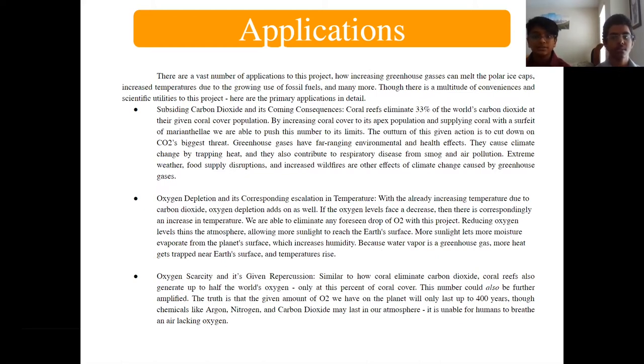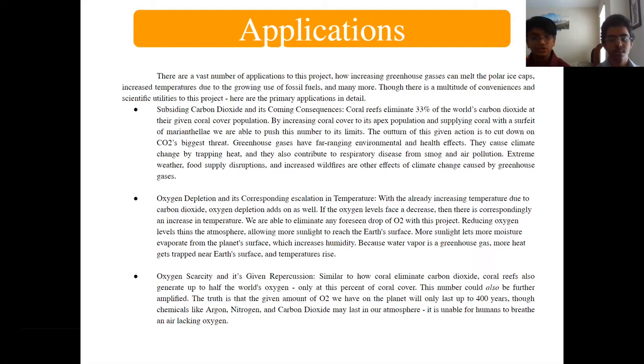Coral reefs eliminate 33% of the world's carbon dioxide, given the coral cover population. By increasing coral cover to its apex population and supplying coral with the surfeit of Marientli, we're able to push this number to its limits. The outcome is action to cut down on CO2's biggest threat. Greenhouse gases have far-ranging environmental and health effects. They cause climate change by trapping heat, and they also contribute to respiratory disease from smog and air pollution. Extreme weather, food supply disruptions, and increased wildfires are other effects of climate change caused by greenhouse gases and carbon dioxide.